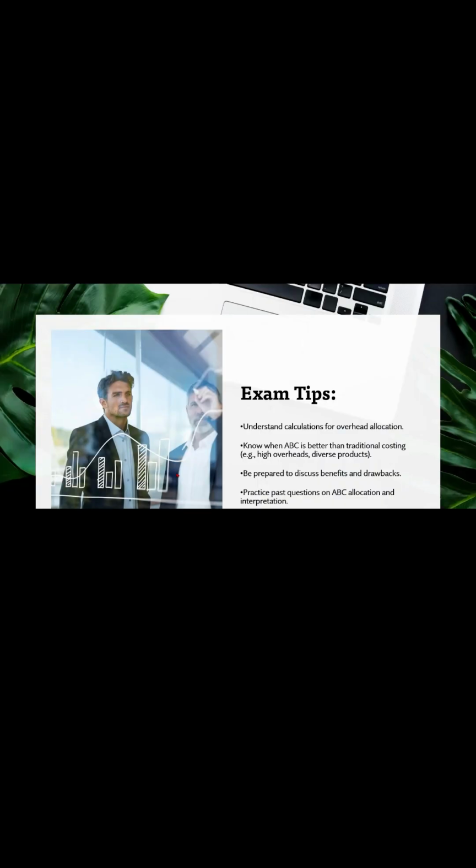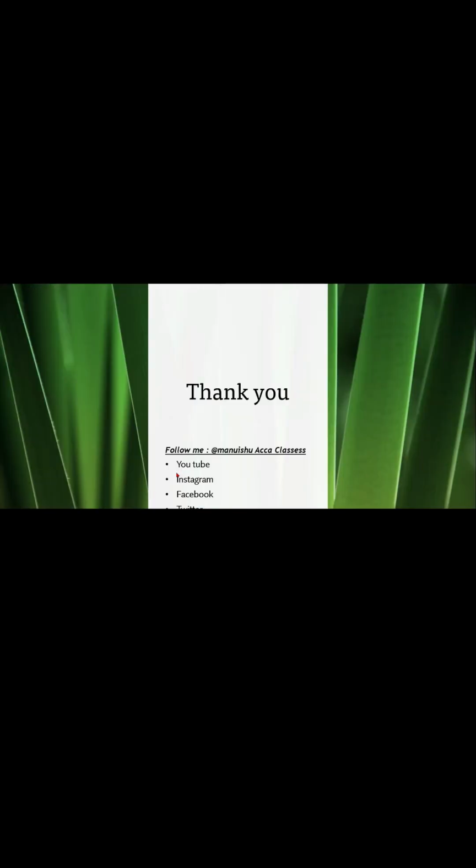So now, exam tips. What you have to learn from this topic, or what you need to have a good grip on: you need to understand the calculation of overhead allocation. You need to know when ABC is better than traditional costing, and be prepared to discuss the benefits and drawbacks of the same. Practice past questions on ABC allocation and interpretation. Okay, so that's all. Thank you so much.